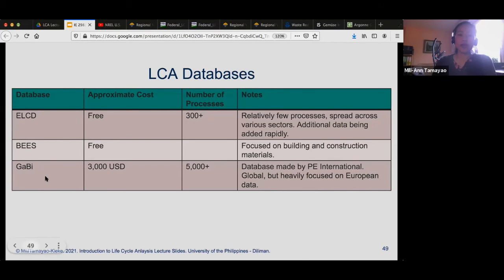And then you have GaBi. It is worth 3,000 USD. Maybe this is higher now. It has more than 5,000 processes. The database was made by PE International. They have some global data, but again, heavily focused on European data.